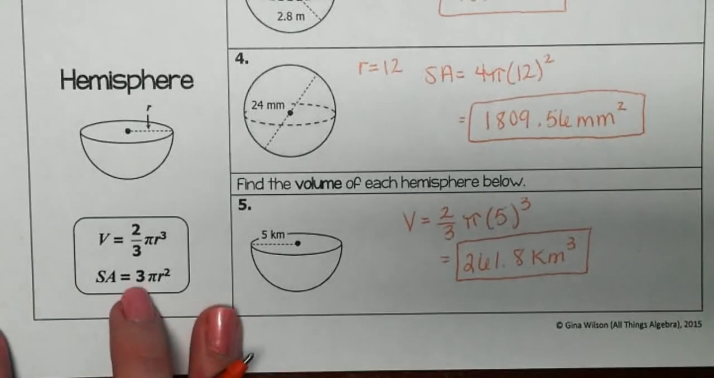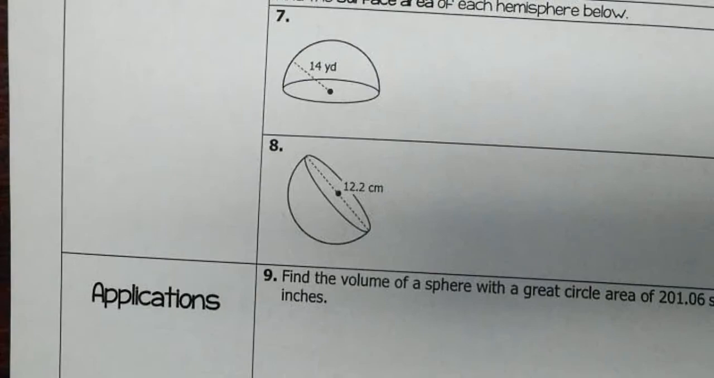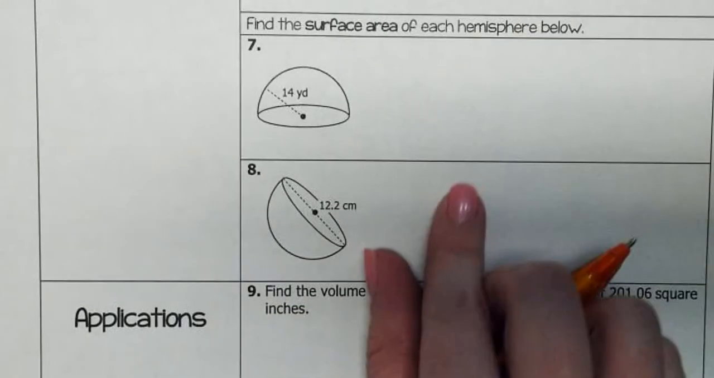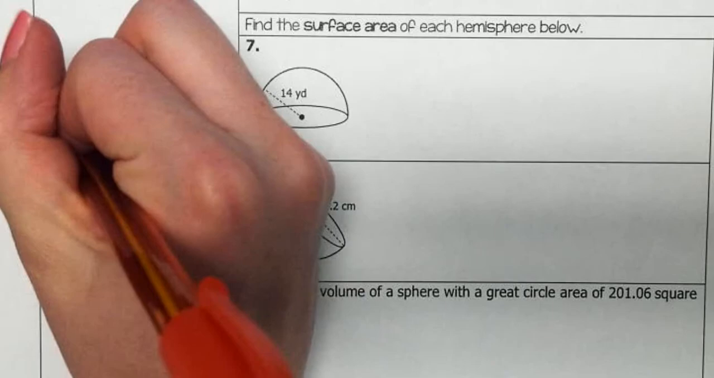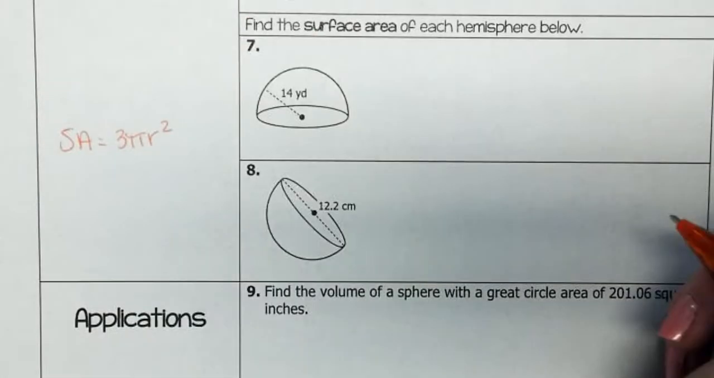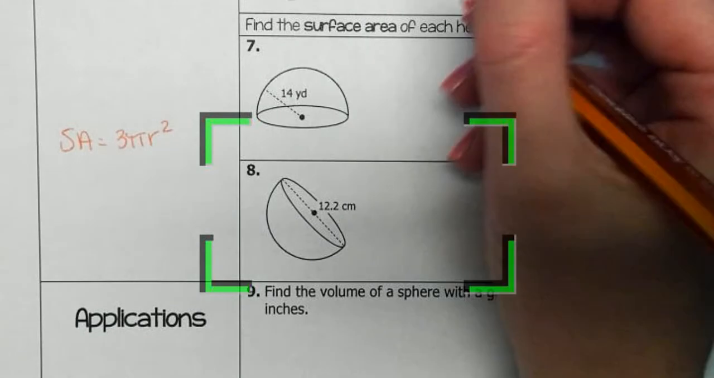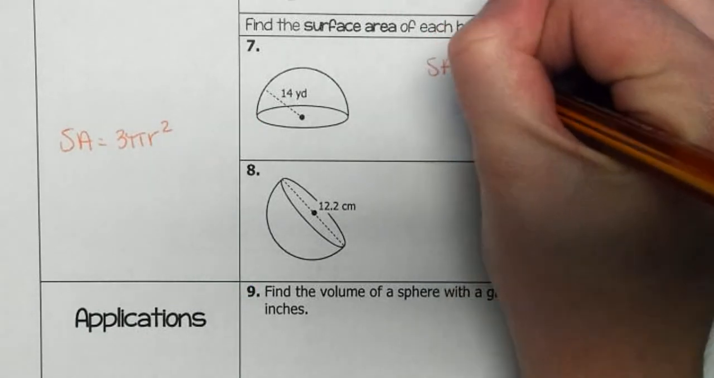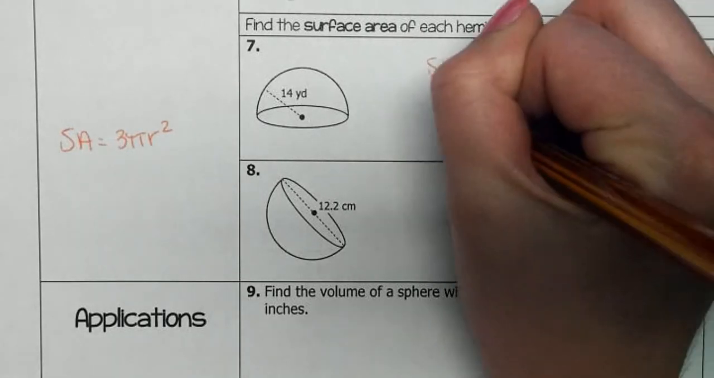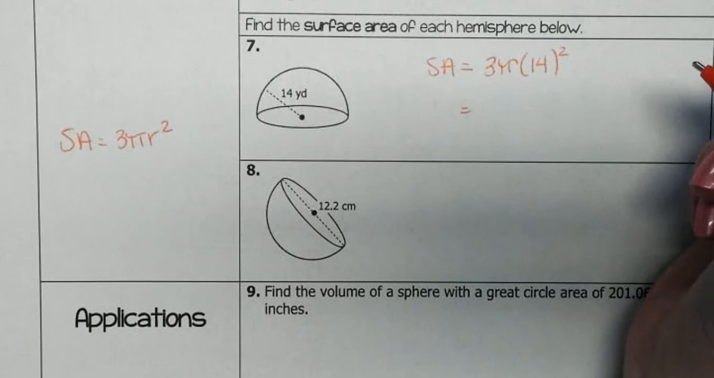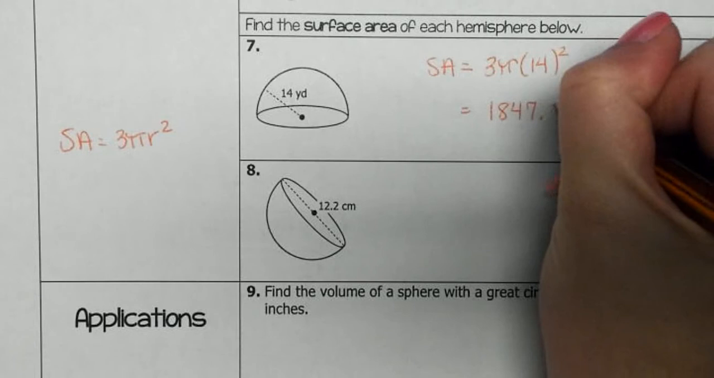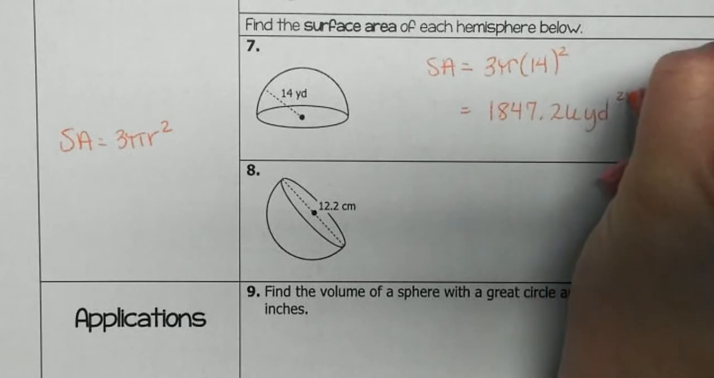So let's flip it over. They want us to find the volume again on this one. They want us to find surface area on 7 and 8. So let's write it out. Our surface area is 3 pi r squared, just so that you know, and you can plug it in. For a hemisphere, it's going to be 3 pi times 14 squared. You've got to make sure that you get the right formula. That's the biggest issue there. So I'm going to have 1,847.26 yards squared for that one.